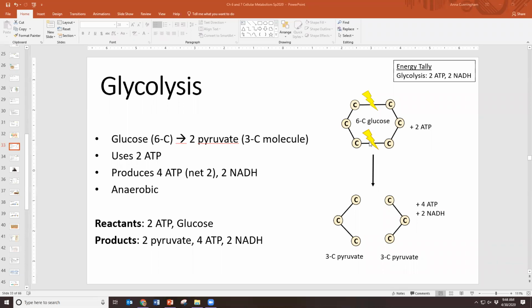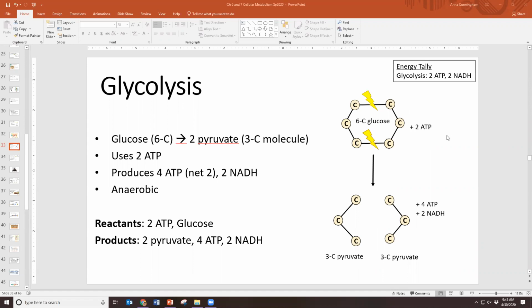Anytime you see my lightning bolts, that means a bond is being broken. So we see that in glucose, because we're going from a 6-carbon molecule to 2 3-carbon molecules, we actually have 2 bonds broken. So a couple of things happen here. You'll notice that I actually have here, it says +2 ATP.